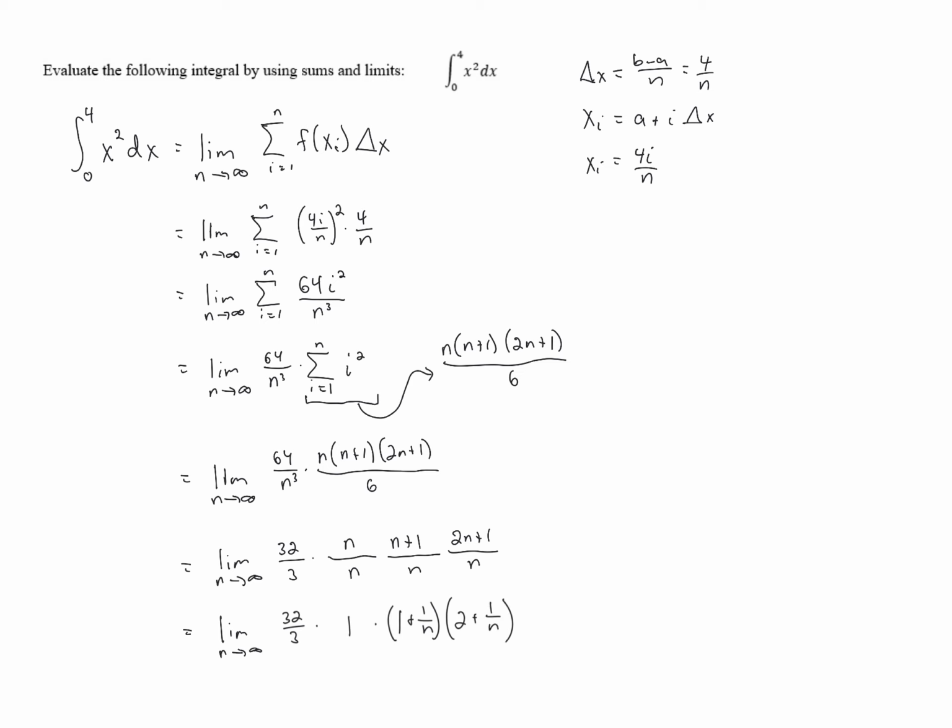And we know that in each of these, as n goes to infinity, 1 over n goes to 0. And so when we're evaluating this limit, we can just multiply those, putting in zeros for the 1 over n's. So we've got 32 over 3 times 1 times 1 times 2. And that's going to give us 64 over 3, which is the value of that integral.